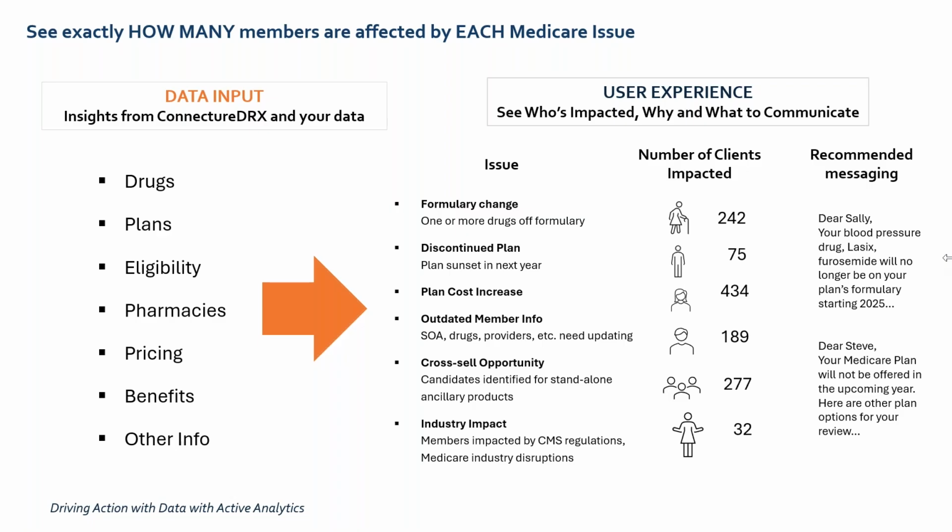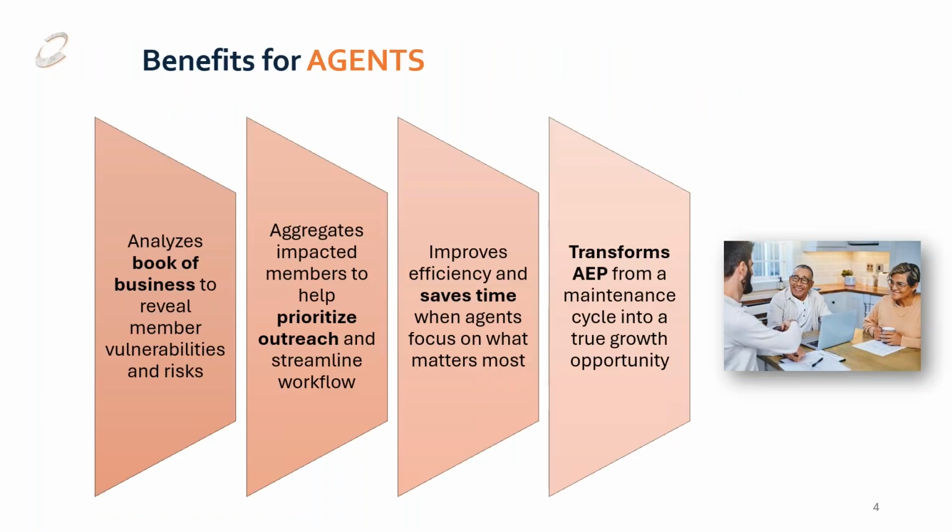Yeah, absolutely. I think simply said, when agents know who is at risk and more importantly, why, they can act with confidence and be more effective at engaging those members. Active Analytics is really good at transforming what can feel like very scattered and very disjointed data into clear, actionable insight. So by pinpointing exactly how members are going to be affected by each of those changes, whether it's a formulary change or a discontinued plan, it eliminates the guesswork and allows agents to focus on outreach where it matters most.